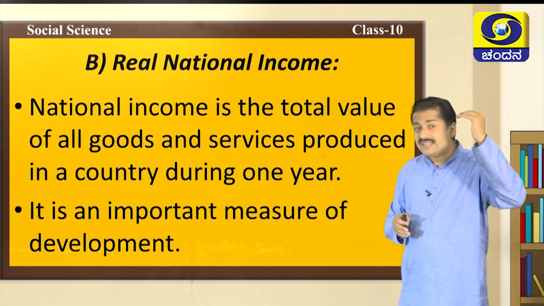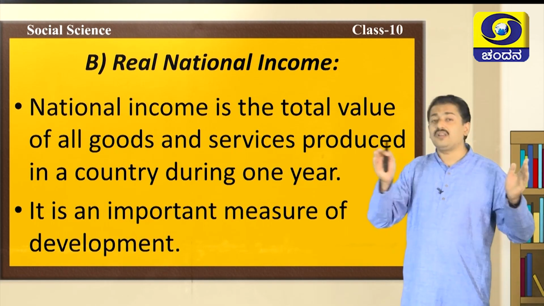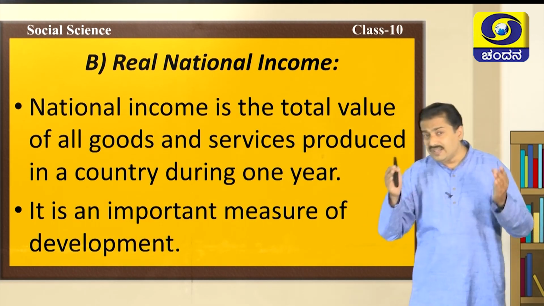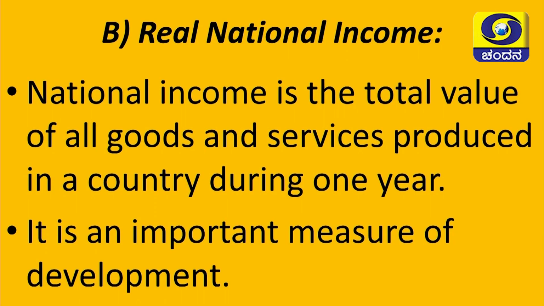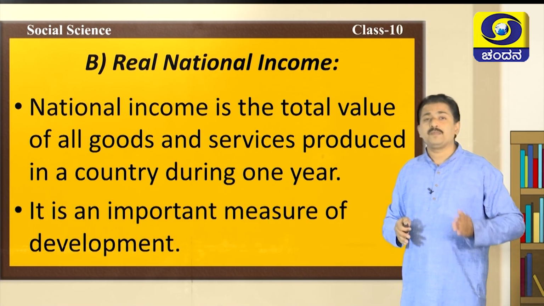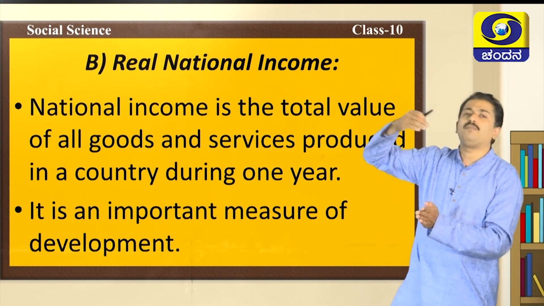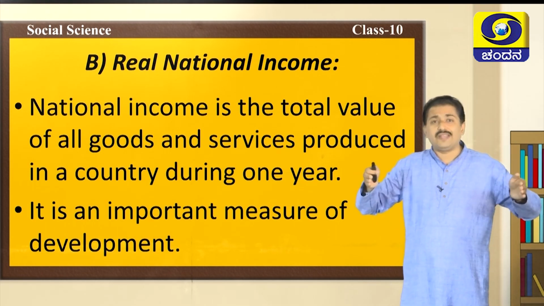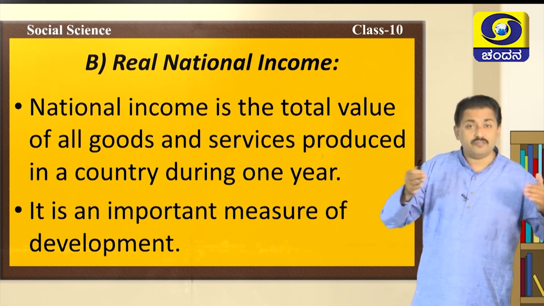Now, we shall see the second element in the economic development. What is that? The real national income is the second element. What is national income? Very simple, dear students. National income means it is the total value of all goods and services produced in a country during 1 year. What is that 1 year? It is the financial year. You can take it as from April 1st to March 31st, which is termed as one financial year.